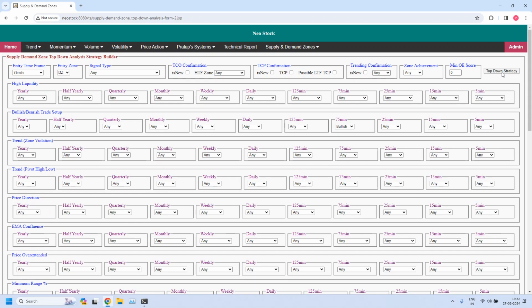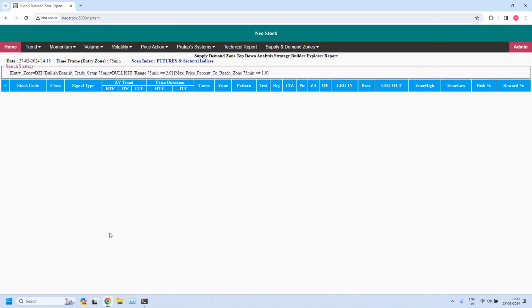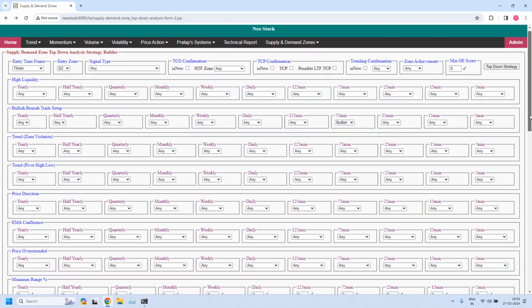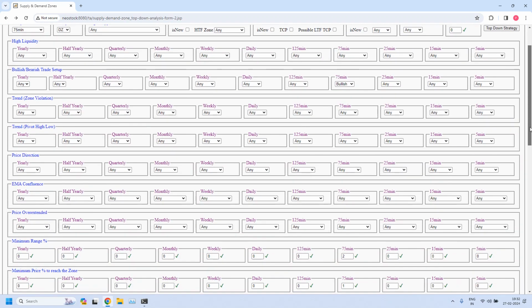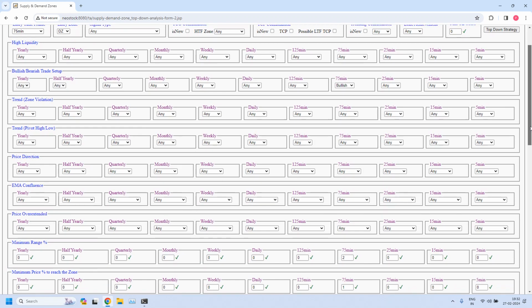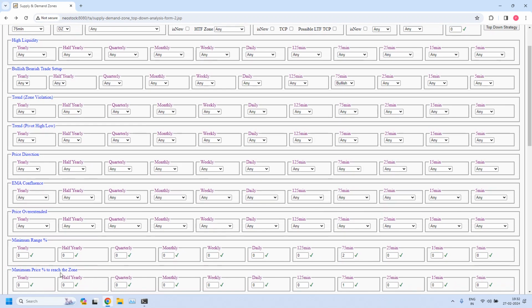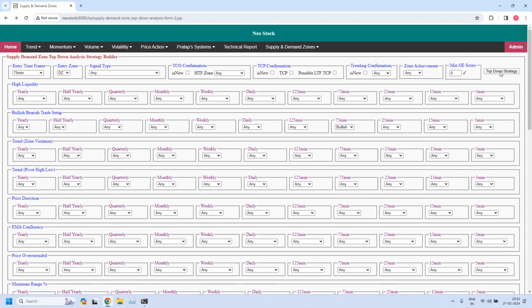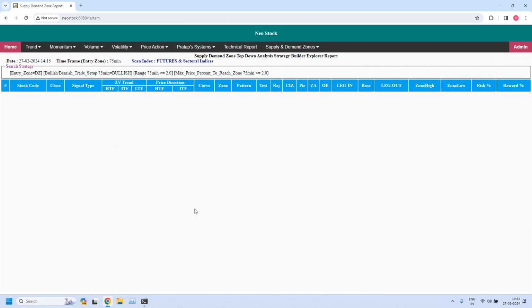75 minutes demand zone. No stocks are there currently. So obviously we have to increase the percent to 2%. Maximum price percent to reach the zone. So I'm setting the value 2% now. Let us check. Now also no stocks.